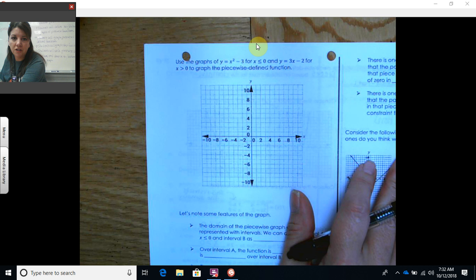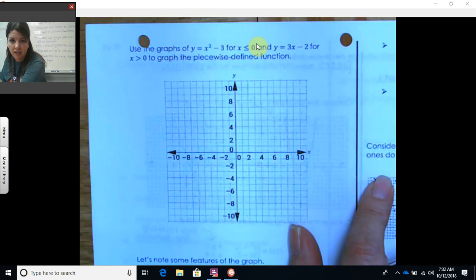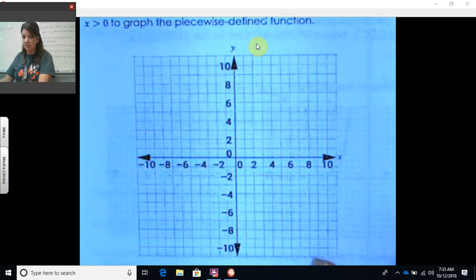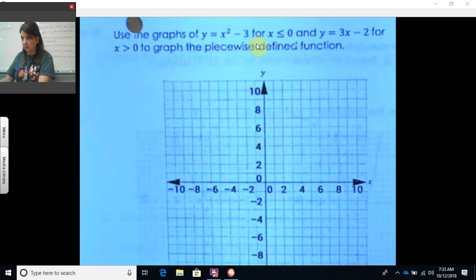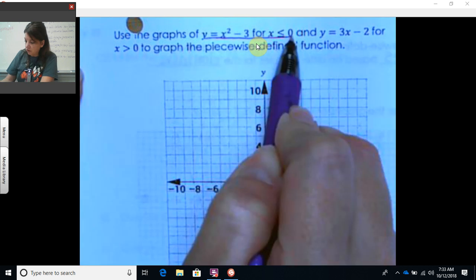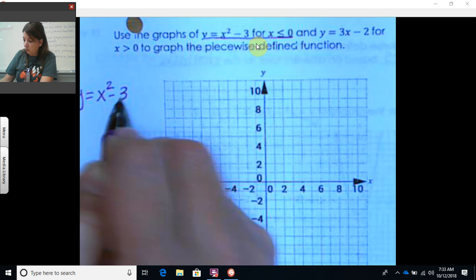Use the graphs of y equals x squared minus 3 for x is less than or equal to 0 and y equals 3x minus 2 for x is greater than 0 to graph the piecewise function. Okay, on your assignment today, you're going to have to graph one of these yourself. So you might have to refer back to this page. So I'm going to graph this piece of the function first. So y equals x squared minus 3 whenever x is less than or equal to 0.